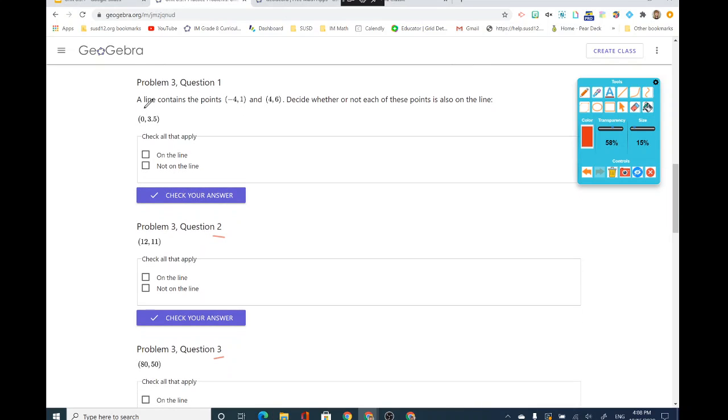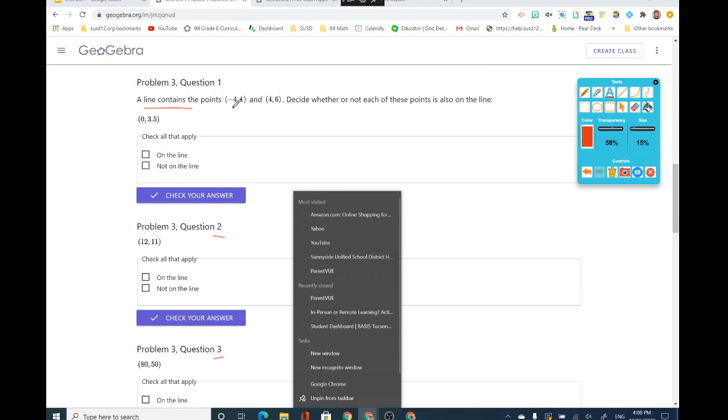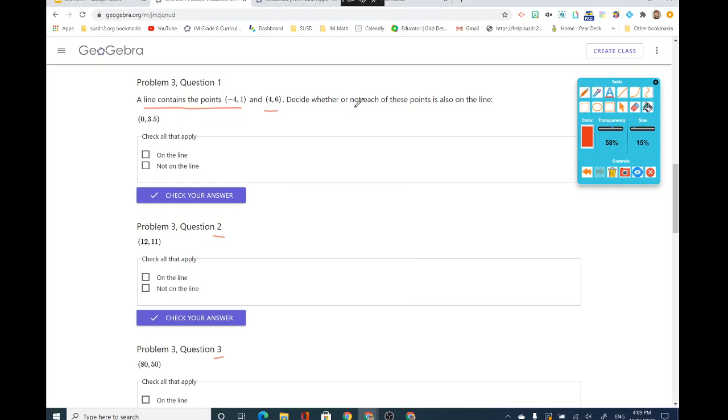A line contains the points -4, 1, and 4, 6. Decide whether or not each of these points is also on the line. These are 2 coordinate points in our line. And here are 4 other points for question 1, question 2, and down here, question 3 and 4. Decide if those points are also on the line.